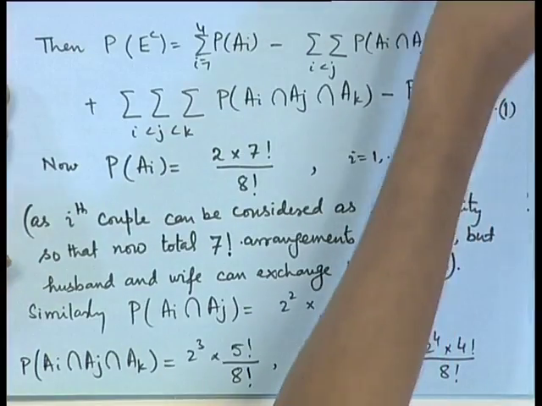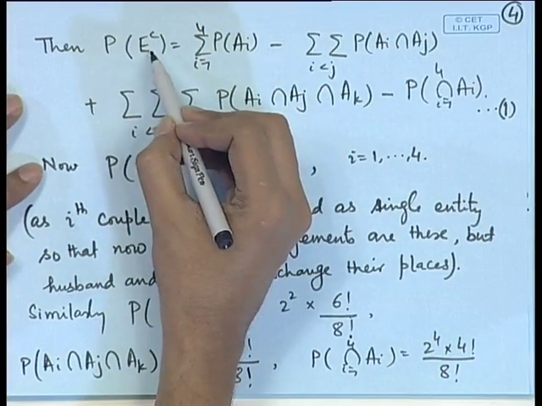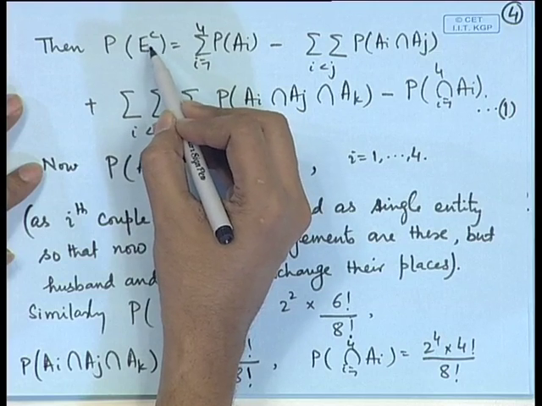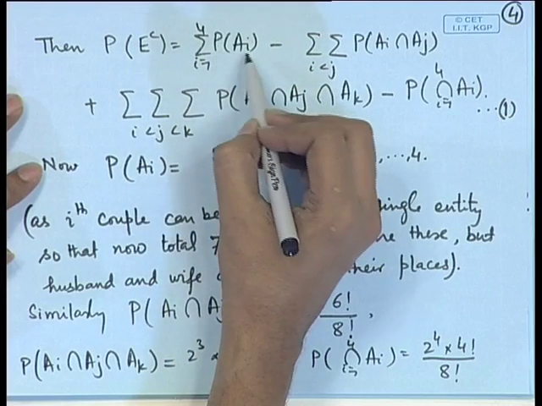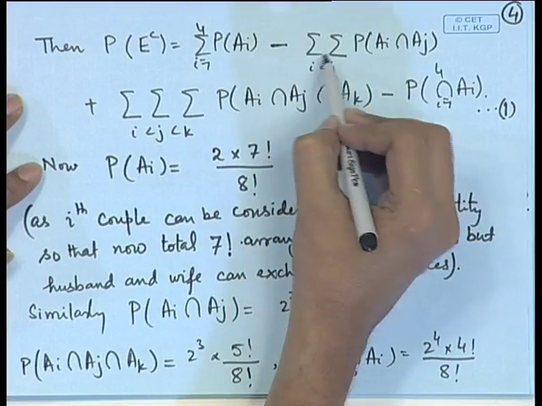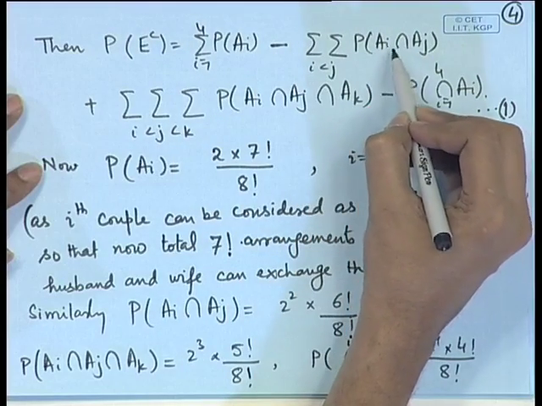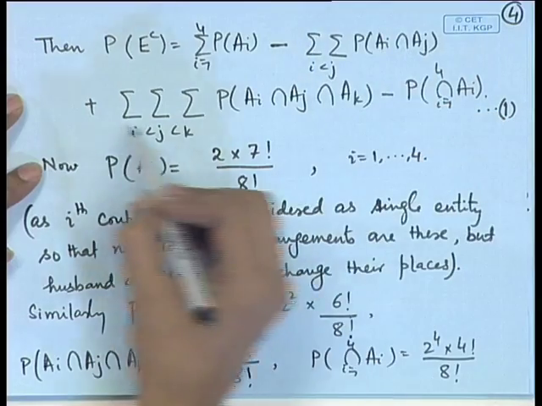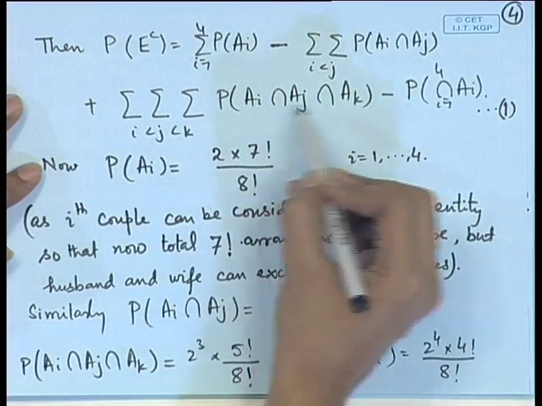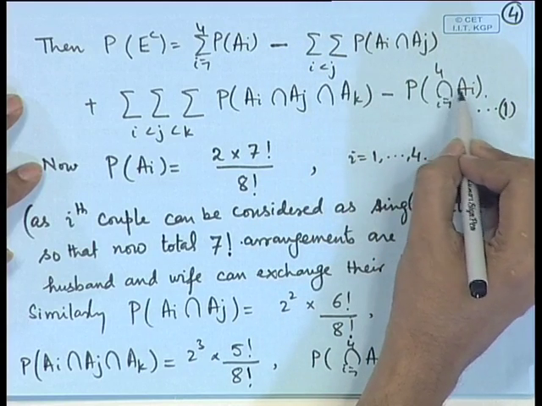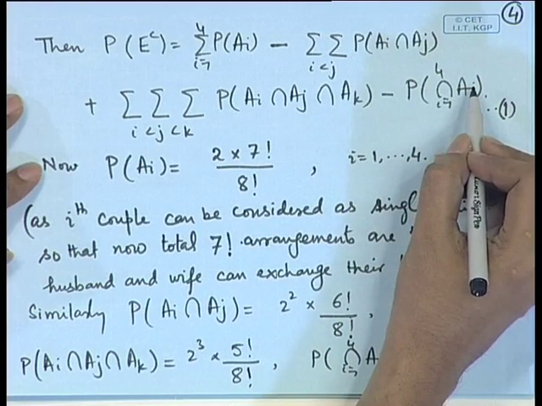Let us consider, say, the general addition rule. So, like in the previous problem, probability of E complement becomes the sum of the probabilities of individual events minus the double summation of probability of intersection of two events taken at a time, plus the triple summation of probability of three events taken at a time, minus the probability of intersection of all of them taken together.